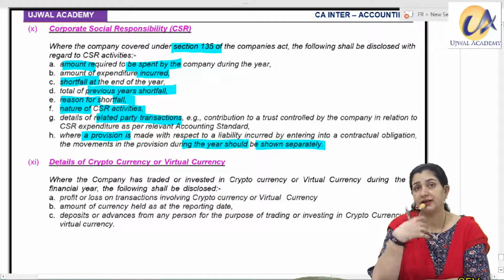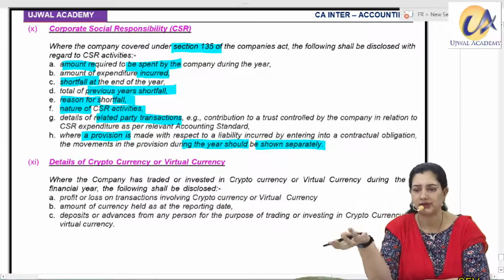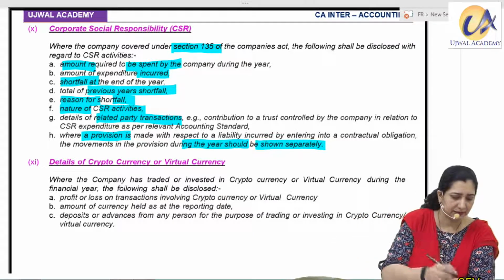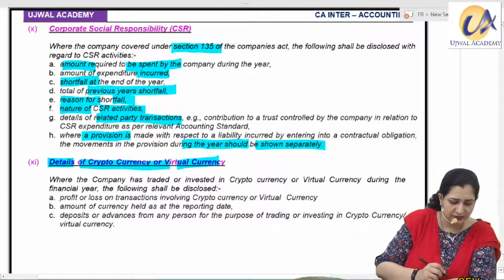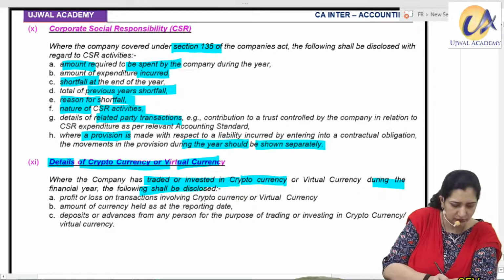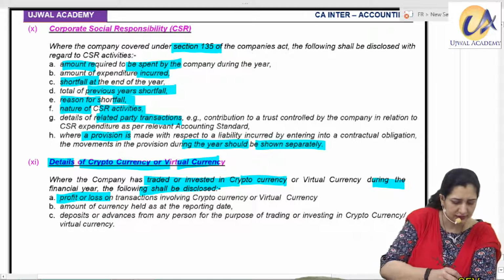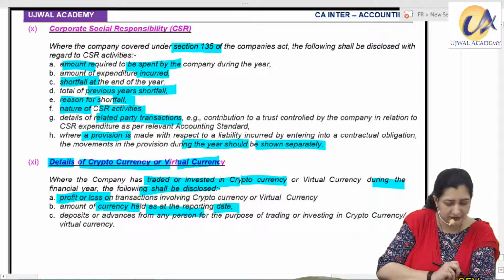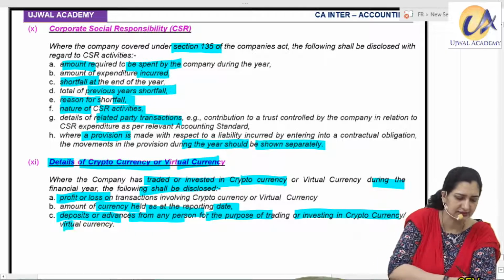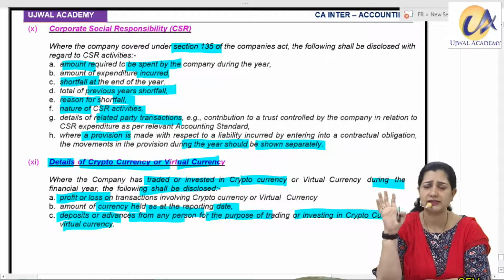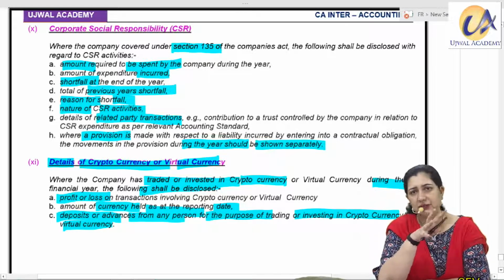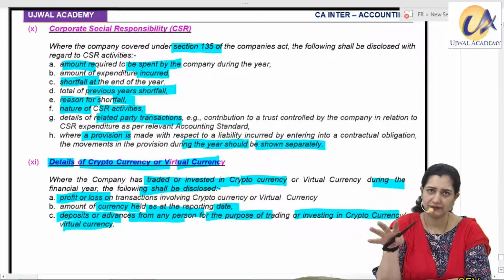And last one, again a very welcome change relating to cryptocurrency, because now this is virtual currency, very budding and important part. Okay. So if company has dealt with cryptocurrency, have they traded or invested in cryptocurrency during the year, then disclose the profit or loss involved in that, the currency held on 31st March, and deposits or advances from any persons for the purpose of trading in this currency, virtual currency, cryptocurrency, whatever. We want details of that. Okay. So now with this, my schedule 3, all the requirements have been covered.